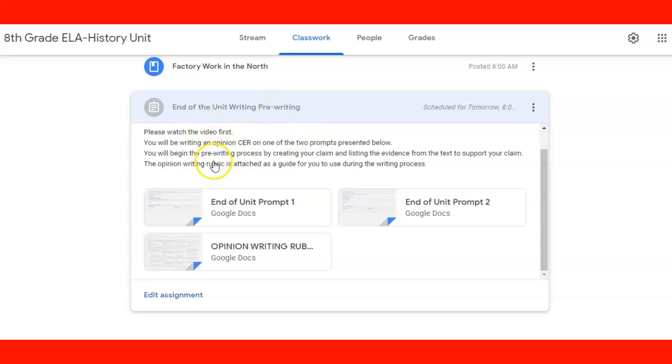We have given you instructions here to follow, and I'm going to go over the two writing prompts as well as the rubric with you so that you have an understanding of what you can choose from, but also what is expected for you for this end of the unit project, because you guys know it's one of our big graded assignments for the unit. So clicking on unit prompt number one.